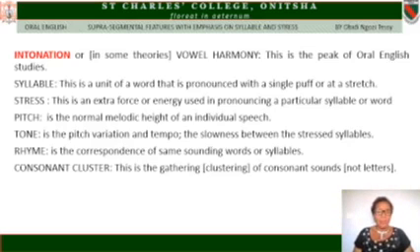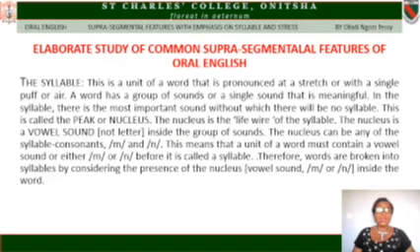Consonant cluster. This is the gathering or clustering of consonant sounds, not letters. Mind you, not letters but sounds. Let's look at the elaborate study of common suprasegmental features of oral English. 1. The syllable. This is a unit of a word that is pronounced at a stretch or with a single puff of air. A word has a group of sounds or a single sound that is meaningful.